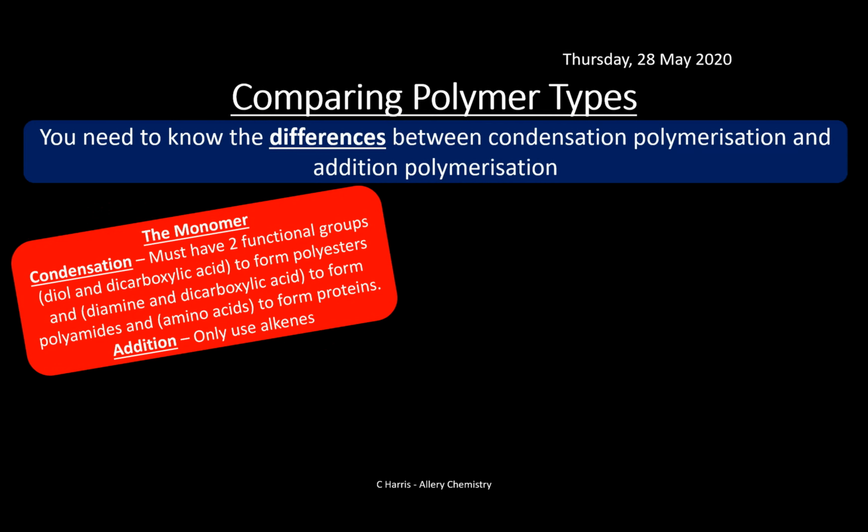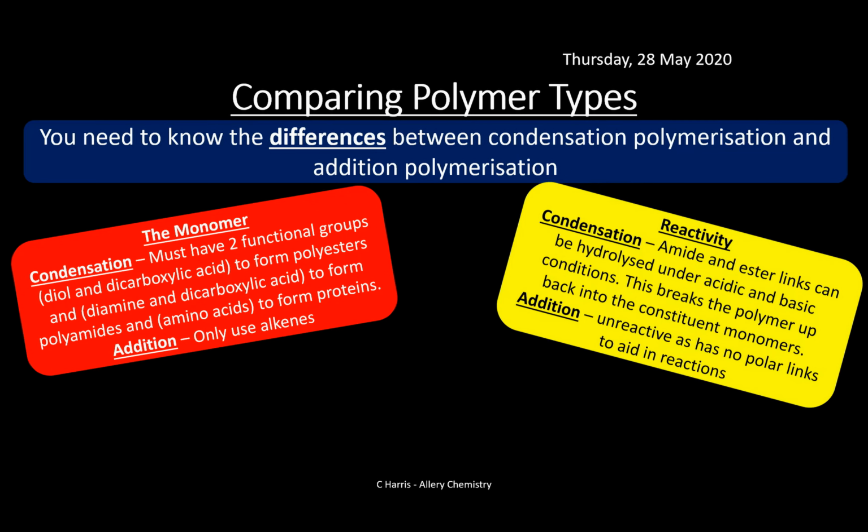So the first one is the monomer unit. So in condensation polymerization, you must have two functional groups, a diol, a dicarboxylic acid, to form your esters, your polyesters, or to form polyamides, you need a diamine and a dicarboxylic acid, or to form proteins, which we'll see later on in year 2 if you haven't done it yet. Amino acids are then used to form proteins. Addition polymers are much more straightforward. They only use alkenes, and that double bond opens up to form your repeat unit.